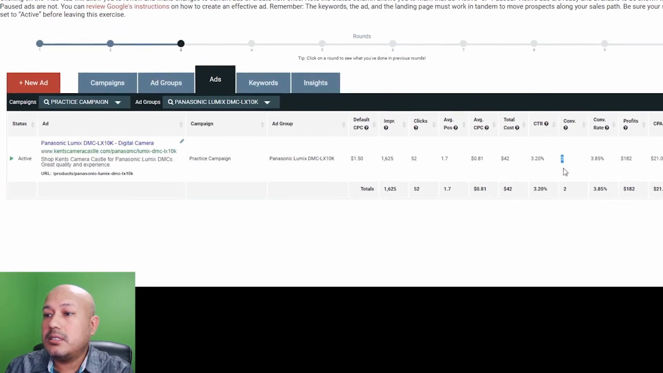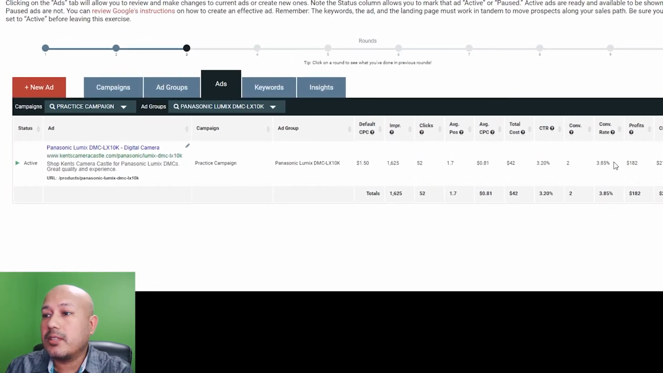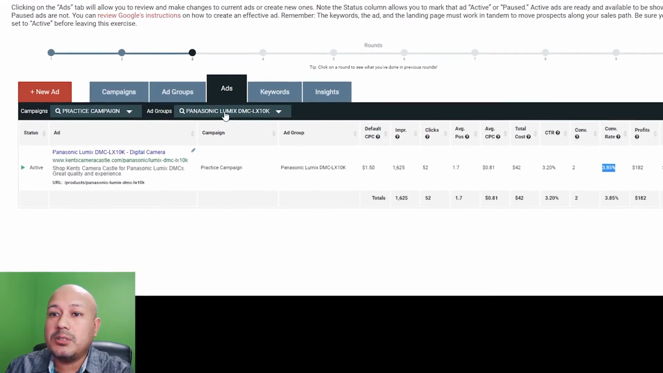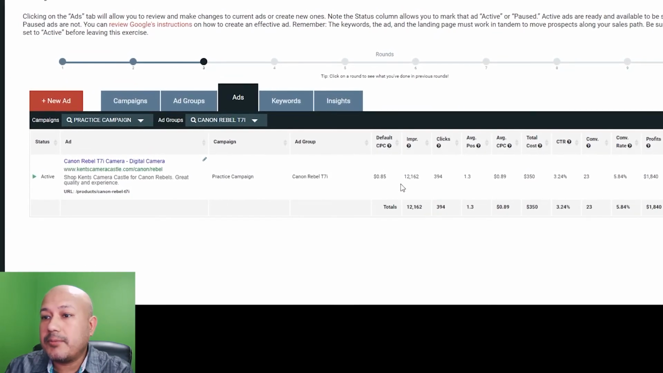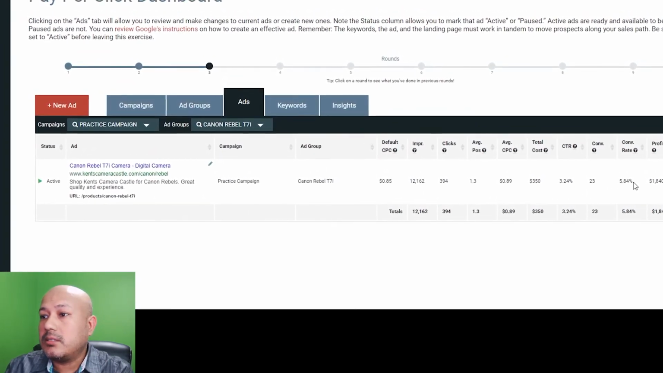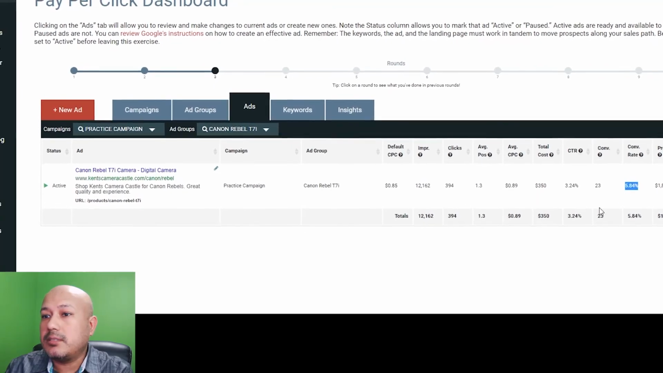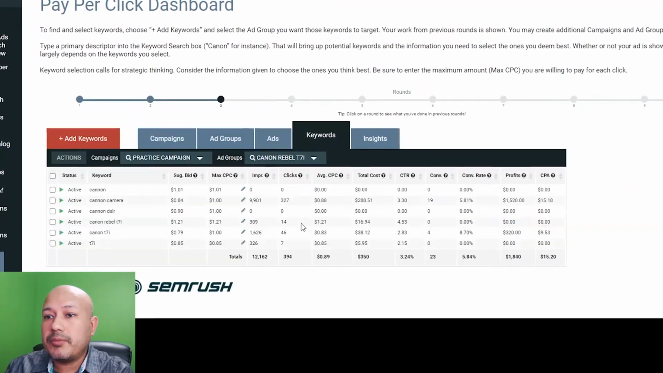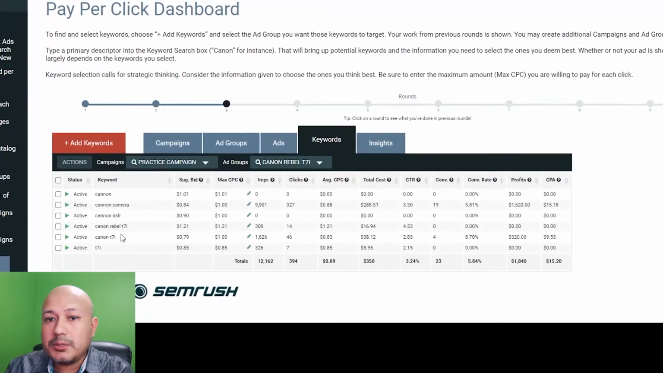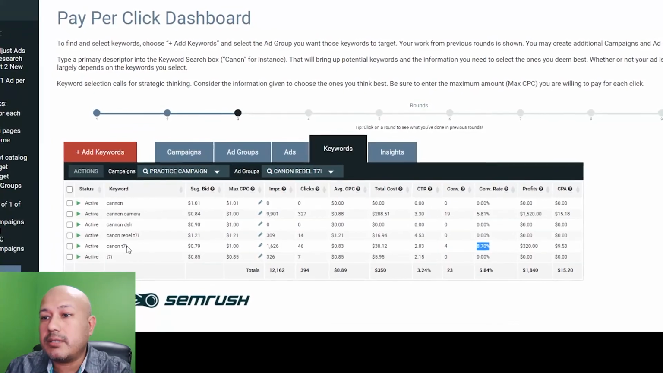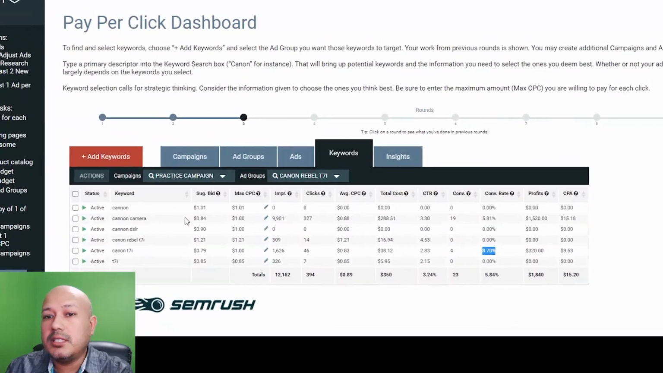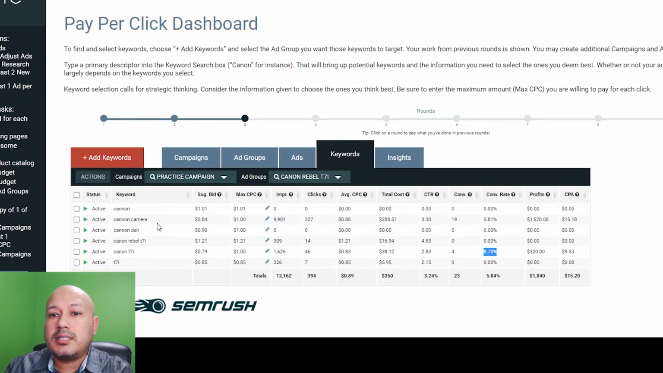The conversion is only 2 out of 52, which is not bad, but it is not as good as I would say was the case with Canon Rebel T7i, where the conversion rate was 5.84%, because the keywords that you used, right? So Canon Rebel T7i has a higher conversion rate because Canon Rebel T7i is more relevant to the consumers than this Canon camera. So the conversion is low, but still it's kind of okay.